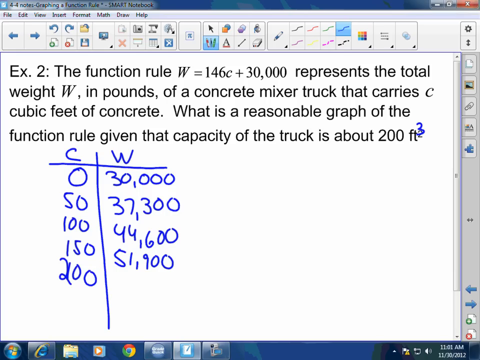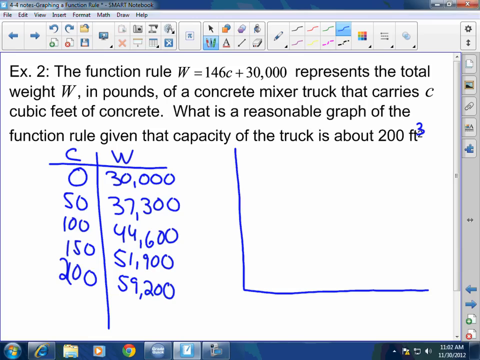And when C, the cubic feet of concrete, is 200, 200 times 146 plus 30,000 would give me 59,200 pounds. Okay? So it doesn't matter if we're working with little numbers or big numbers. You plug in the possible values of the independent variable, you evaluate it into the function, and you find the values of your dependent variable, which in this case is W. Now to graph this, you can graph this contained on one side, okay? Because it's only going to be the positive side.